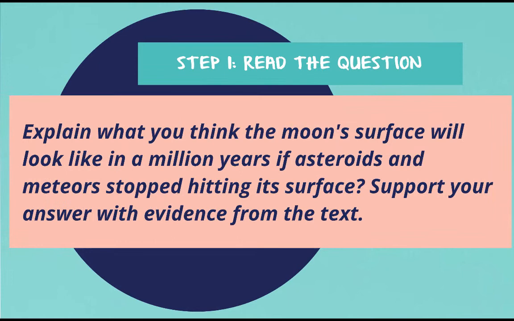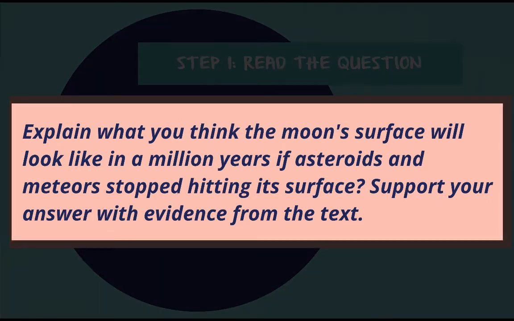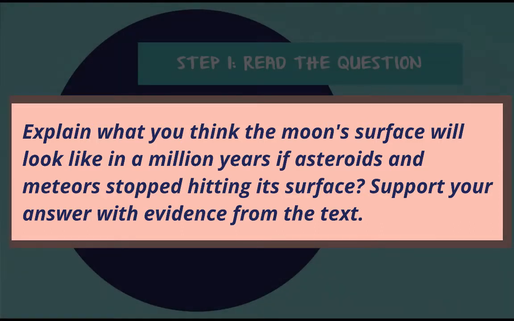Step 1 is to read the question. So the sample question that we're going to be looking at today says, explain what you think the moon's surface will look like in 1,000,000 years if asteroids and meteors stopped hitting its surface. Support your answer with evidence from the text.